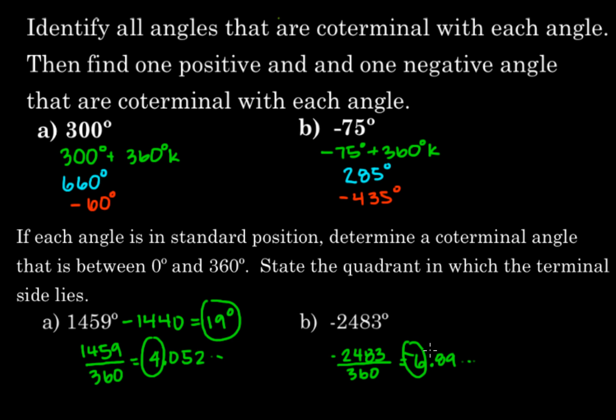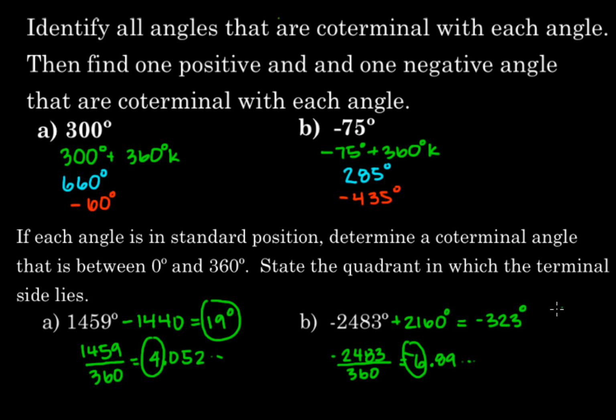So we multiply negative 6 times 360, and we get negative 2160. So this right here, we're going to add 2160. Now we're trying to add because we need to get this thing up into 0 to 360. You'll notice that's actually going to give us still a negative. Let me explain that in a second after I do a little bit more math. Negative 2483 plus 2160 gives us negative 323.